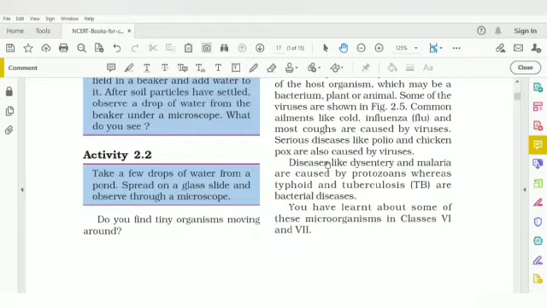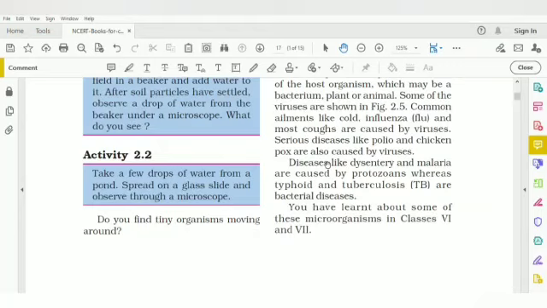Nearly 2 crore bacteria are present in 1 gram of garden soil. There are 3 types of bacteria: rod shaped, called bacilli; spherical, called cocci; and spiral, called spirilla.